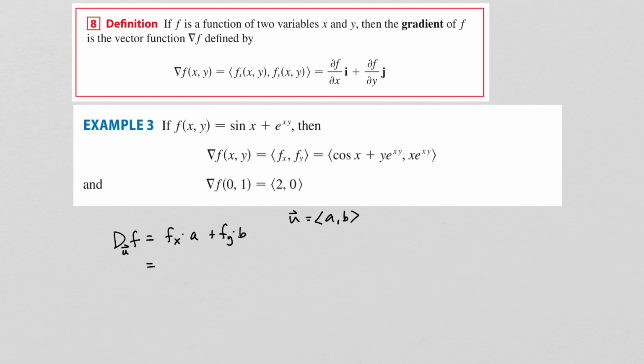But notice that this is simply the vector fx fy dot product with the vector ab, because the definition of dot product says that this is the dot product of these two vectors. Well, this is simply the gradient of f, and we're taking the dot product of that with the unit vector u. So we can redefine now the directional derivative as the gradient of the function dot product with the unit vector u.